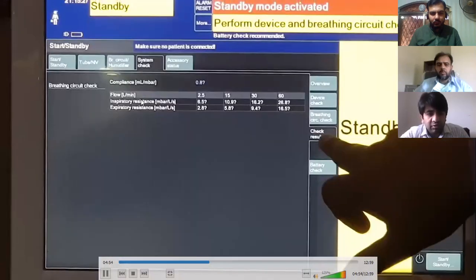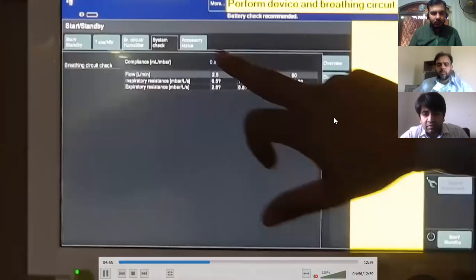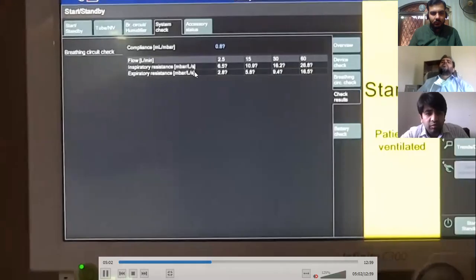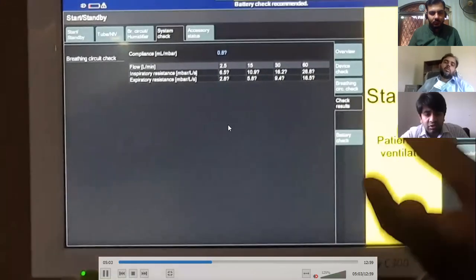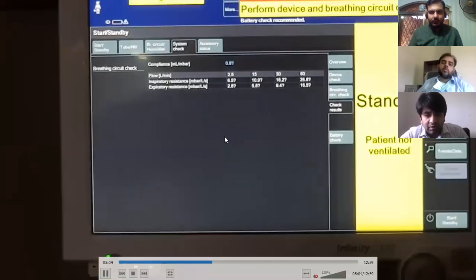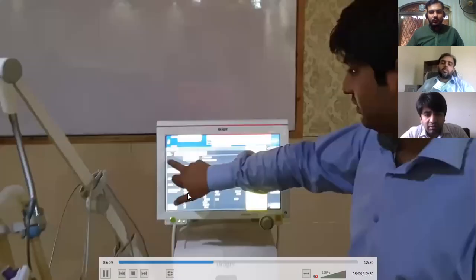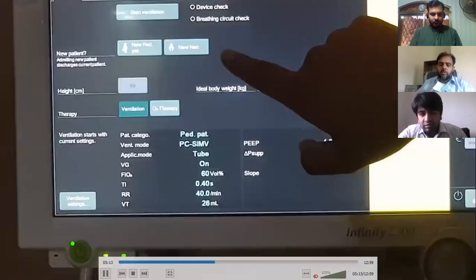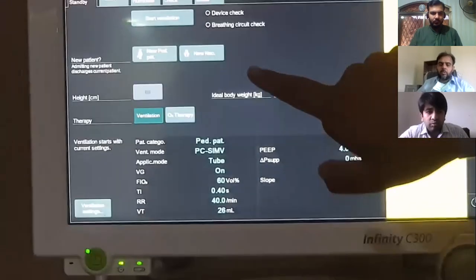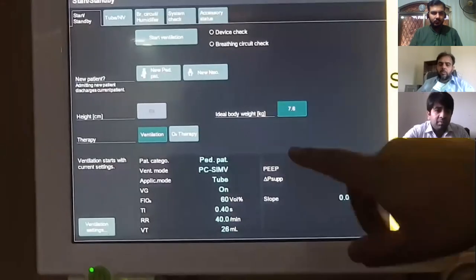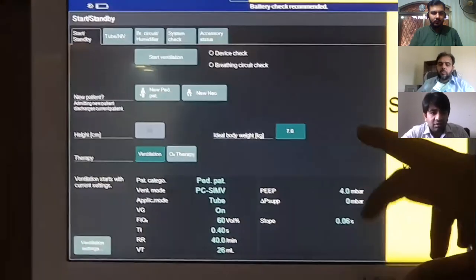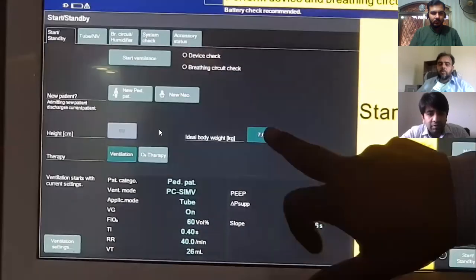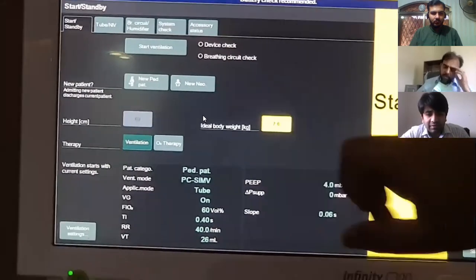The result of this breathing circuit check can be seen in the check result. So if there is any problem in the flow or in resistance of the expiratory or inspiratory limb, this can be shown in the breathing circuit check. So after doing the circuit test and selecting tube size, we will move to the main screen, that is start/standby mode. And from there we will select the weight of the child.